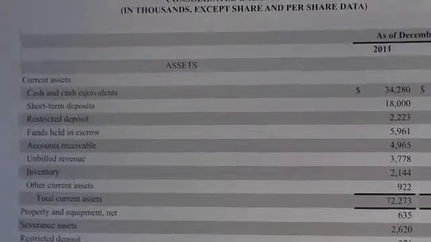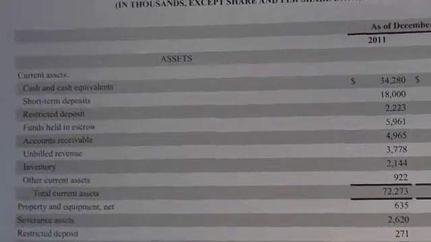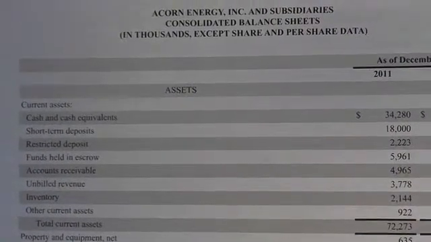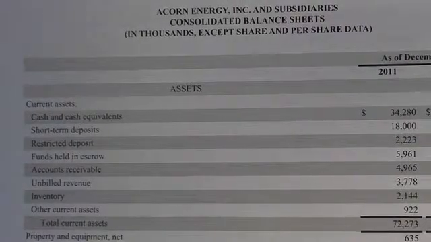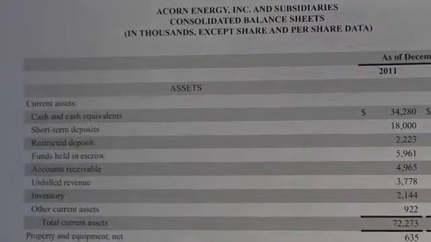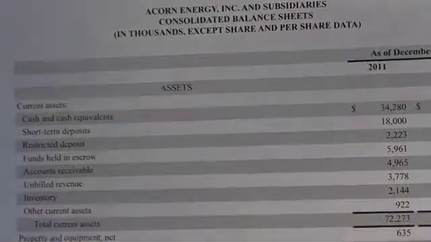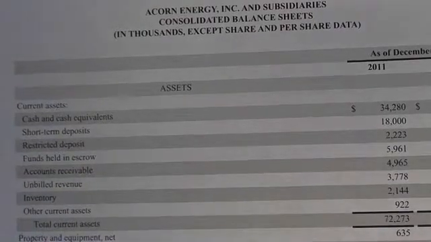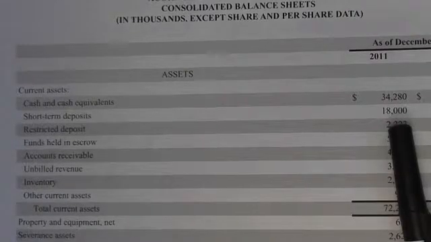Now, what I'd like to do now is to show you how we report assets and liabilities on the balance sheet. So let's start with assets. Okay, so here's a company called Acorn Energy. It's a medium-sized company. They're reporting their numbers in thousands, notice. And so we have $34,280,000 of cash.